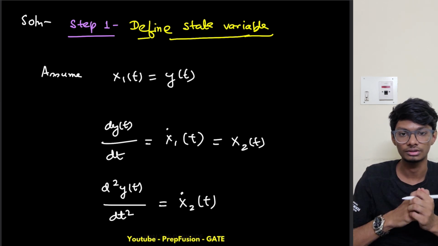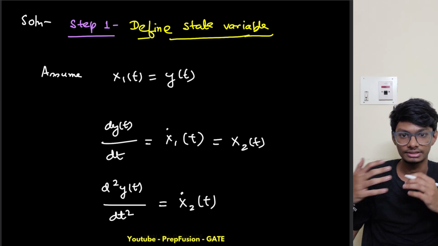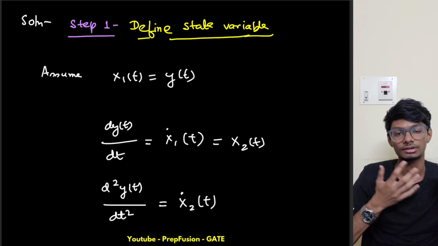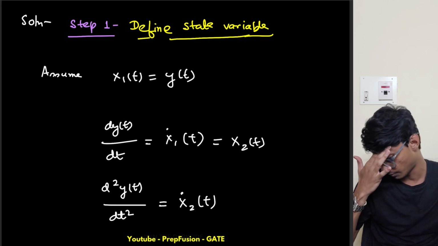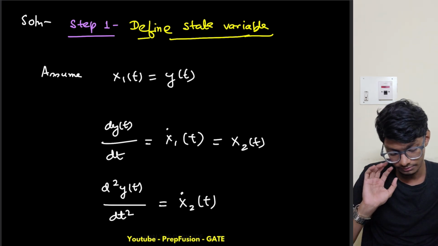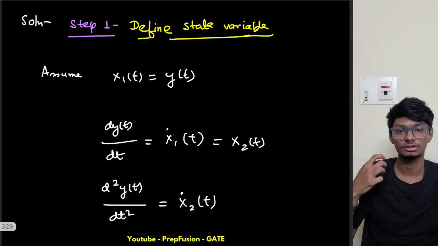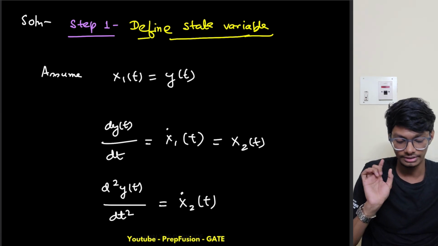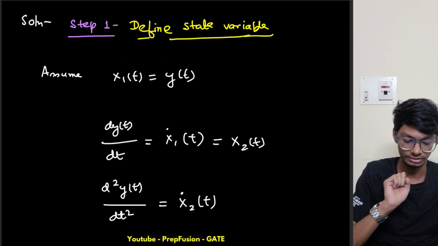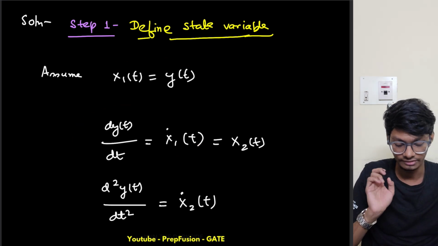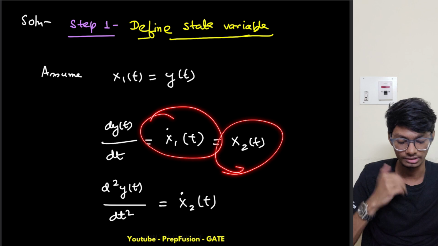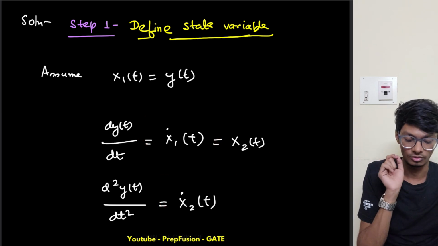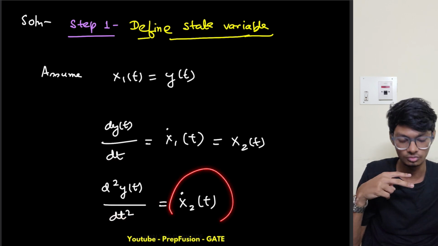What is this method called? It is called the Cascade canonical method. You will not understand this yet, so later I will teach you all these things. How to use this method is simply assume the output as one of the state variables, then differentiate that, and that differentiation will be another state variable, and then again differentiate that, and that will be our final state variable, because our order was 2. So we had 2 state variables, right?